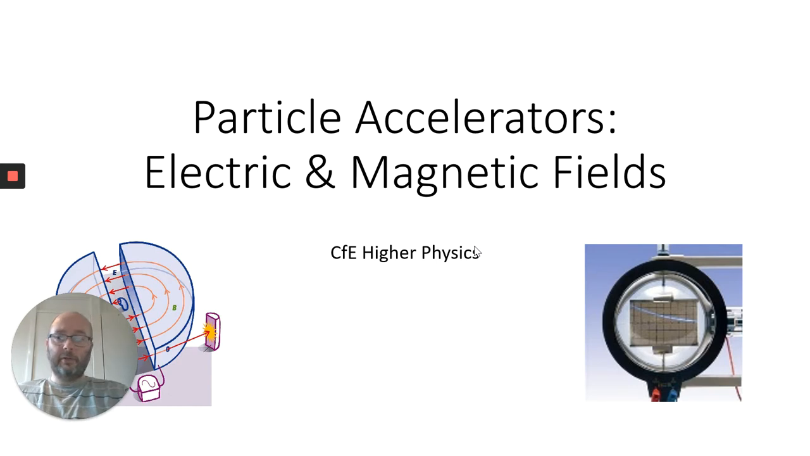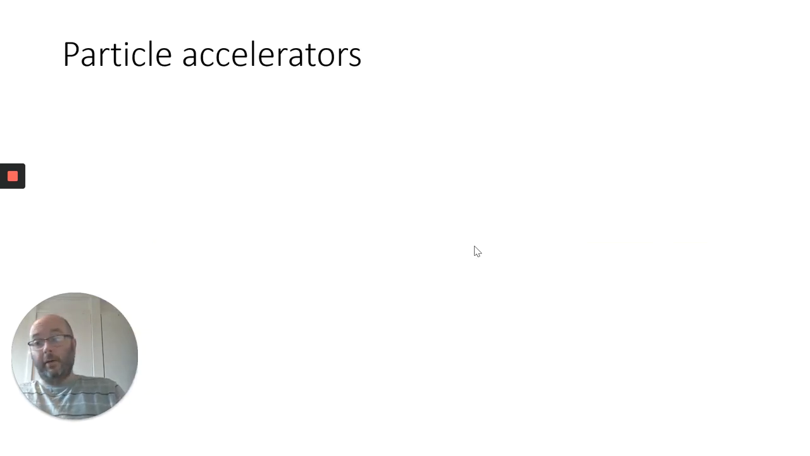Okay, so without further ado, let's start to look at electric fields. That's all we're going to do this week. We'll leave magnetic fields for next week. And because we're going to use a particle accelerator as our context, we'll have a quick look at the different types of particle accelerators first, very quickly. And we're going to look at what they are and what they do.